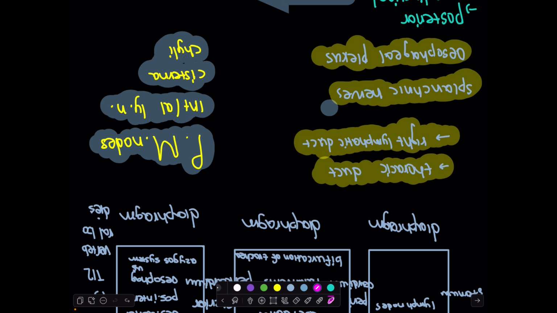Right lymphatic duct smaller. Why is the thoracic duct the main one? Thoracic duct is main because it drains lymph from the entire lower body and left upper body, much larger than the right lymphatic duct, which only handles the right upper body. Critical for fluid balance.